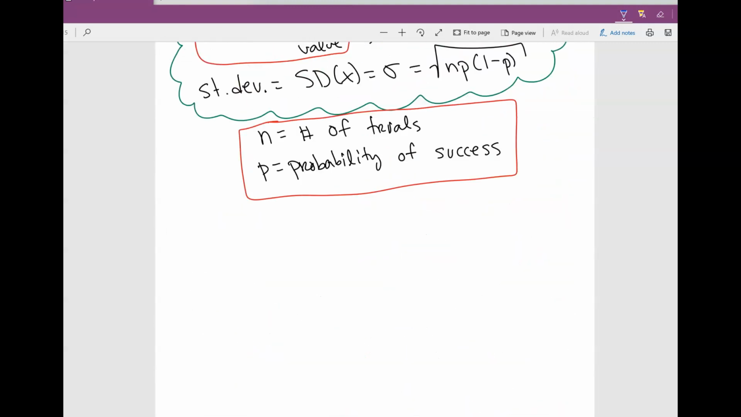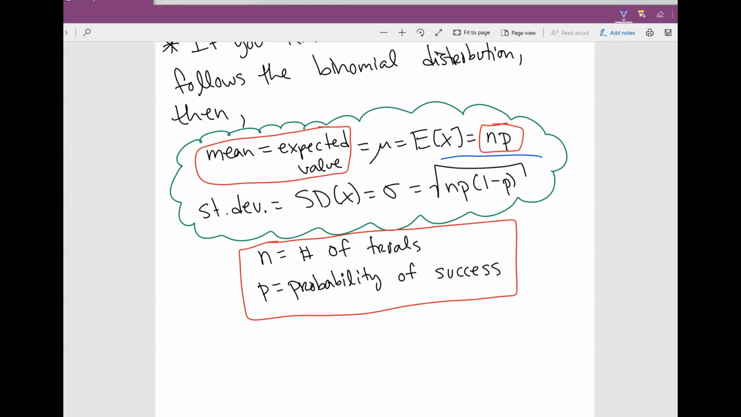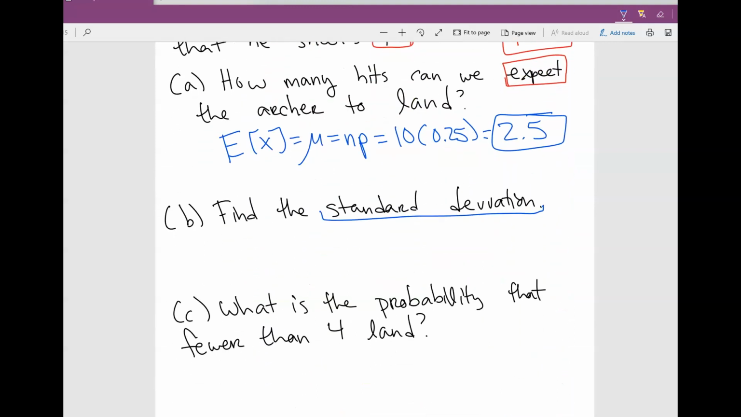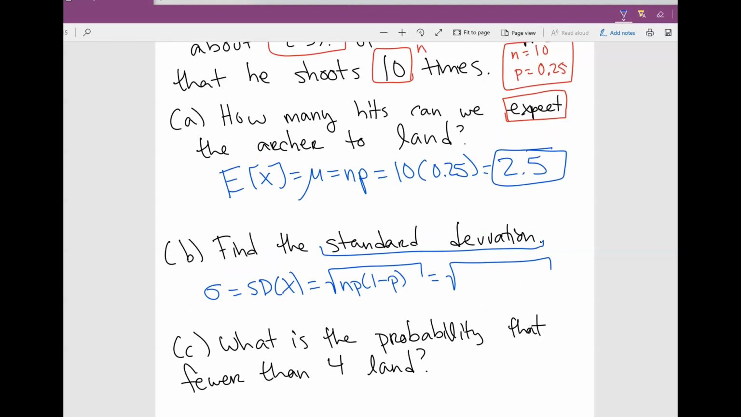If we go back up, this is binomial, so this is going to be the standard deviation for this guy. Okay, square root of np, 1 minus p. So sigma, my standard deviation, or you can write SD of x, doesn't really matter. It's going to be equal to the square root of np(1 - p). In this case n is equal to 10, p is equal to 0.25, then I'm going to do 1 minus 0.25.